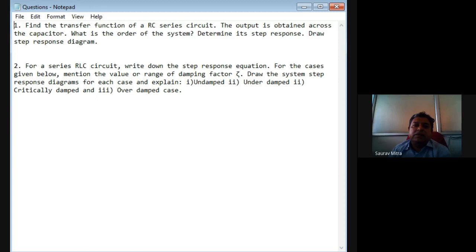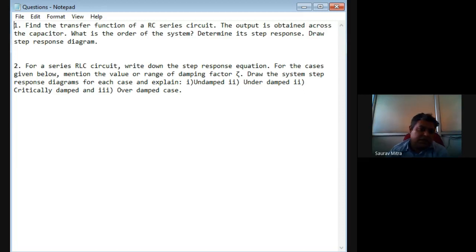So mainly these are going to be our discussion topic for now. First question is related to first order system, and second question is related to second order system. So first question says that it's a RC circuit, very simple, and we are giving step input to it. So what we are supposed to find out is, first we are supposed to find out the transfer function.